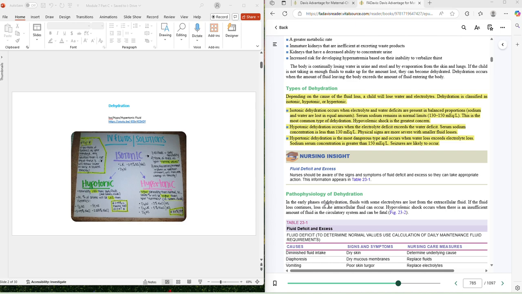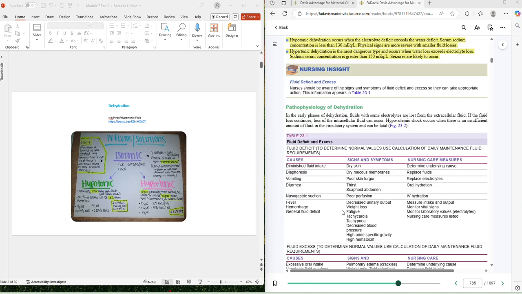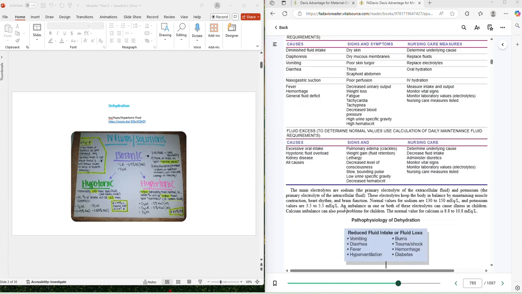Then there's a good little definition here of the pathophysiology of dehydration. Just read through that. And of course, you need to know the normal sodium and potassium levels, okay? I remember, of course, 130 to 150 for sodium. Potassium, 3.5 to 5.5. I remember that because bananas have potassium, right? You usually get a bunch of bananas that has usually 3 to 5 bananas in it. So that's how I remember that.